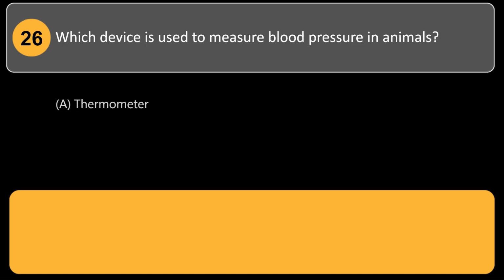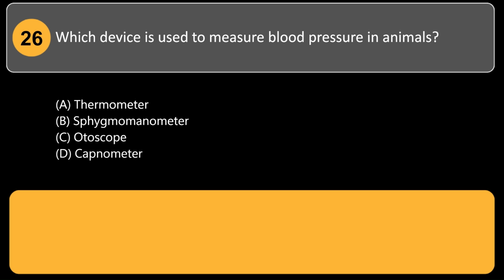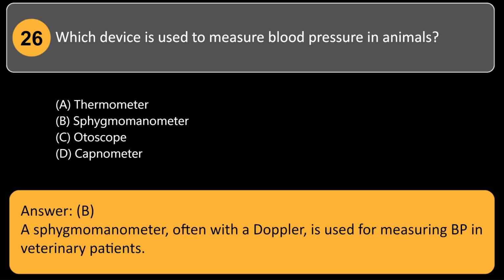Which device is used to measure blood pressure in animals? A. Thermometer. B. Sphygmomanometer. C. Otoscope. D. Capnometer. Answer, B. A sphygmomanometer, often with a Doppler, is used for measuring BP in veterinary patients.